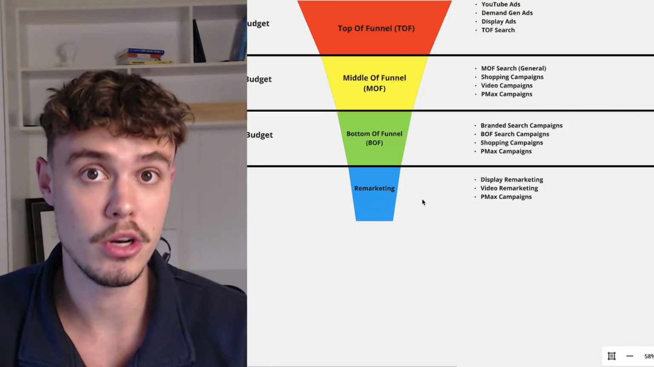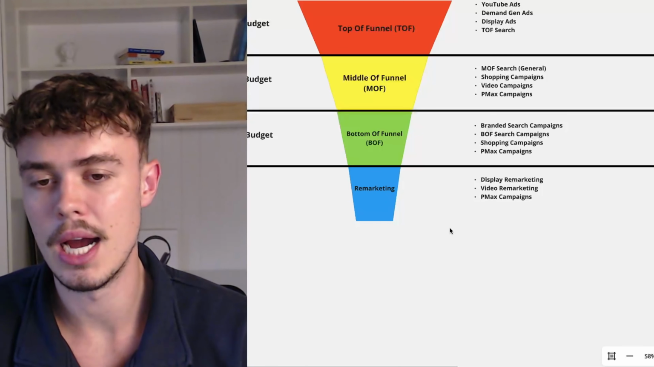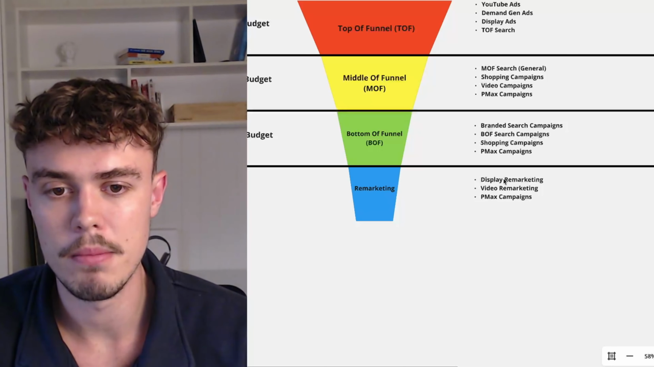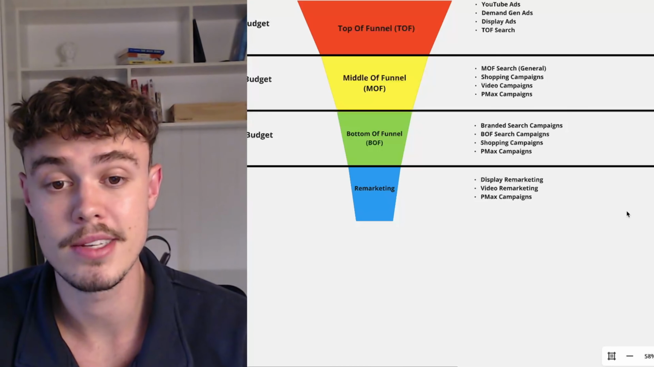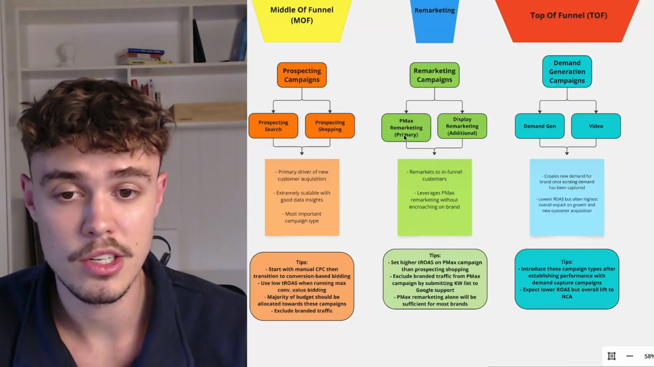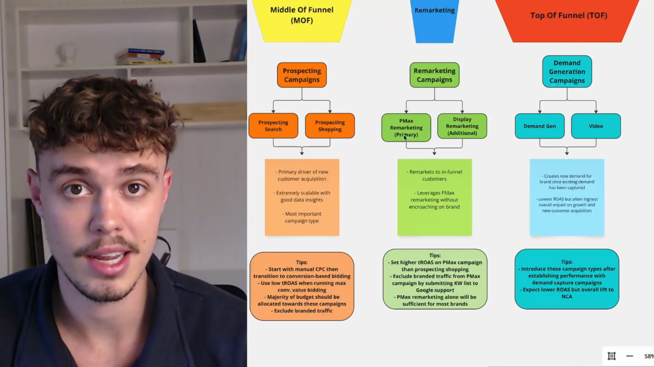So these people have either been to your website, they've already purchased from you, or they maybe viewed a video from you, anything that indicates they have interest in your brand, right? Use display remarketing, video remarketing, and PMAX campaigns to get to these people, right? To break it down here, I like to use PMAX whenever I can for the remarketing because it has a really, really powerful remarketing algorithm.